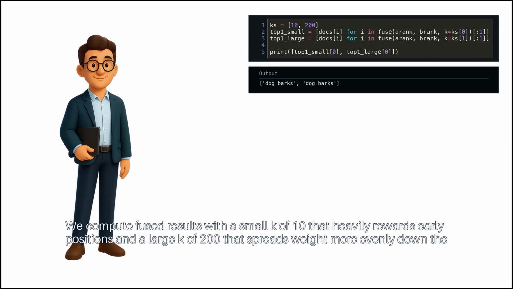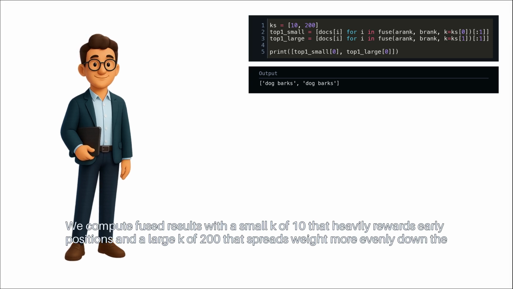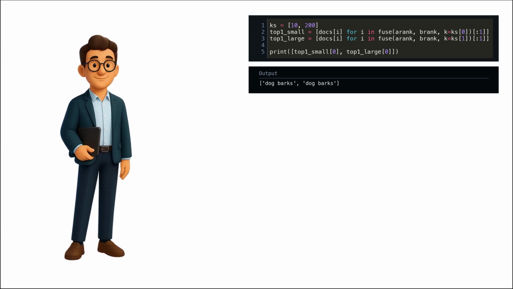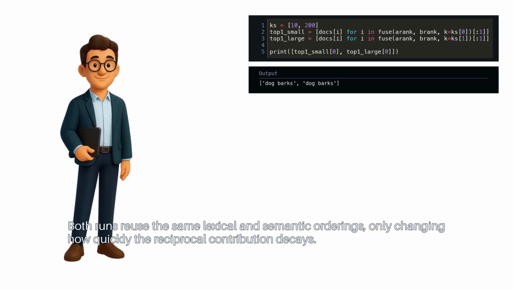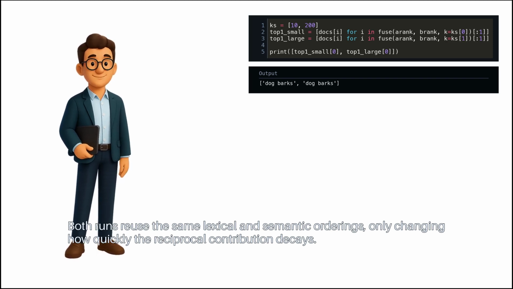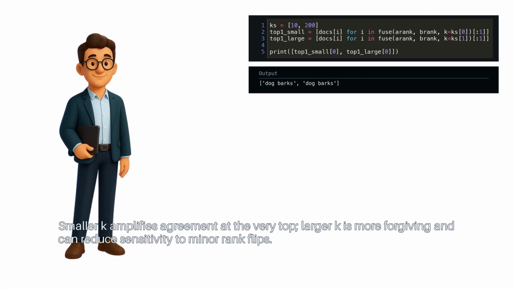We compute fuse results with a small k of 10 that heavily rewards early positions and a large k of 200 that spreads weight more evenly down the lists. Both runs reuse the same lexical and semantic orderings, only changing how quickly the reciprocal contribution decays. Smaller k amplifies agreement at the very top. Larger k is more forgiving and can reduce sensitivity to minor rank flips.